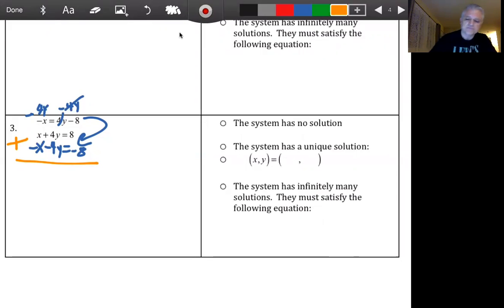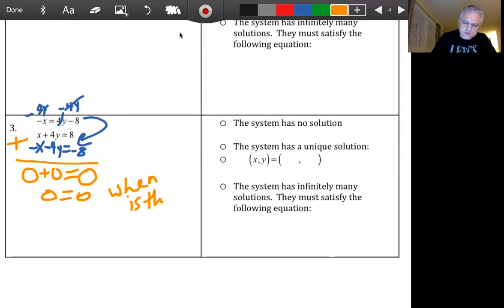So let's see what we got. x plus negative x, we just said, is 0. Positive 4y plus negative 4y is also 0. Equals 8 plus negative 8. That's 0. Okay, so 0 plus 0 equals 0. That is true.